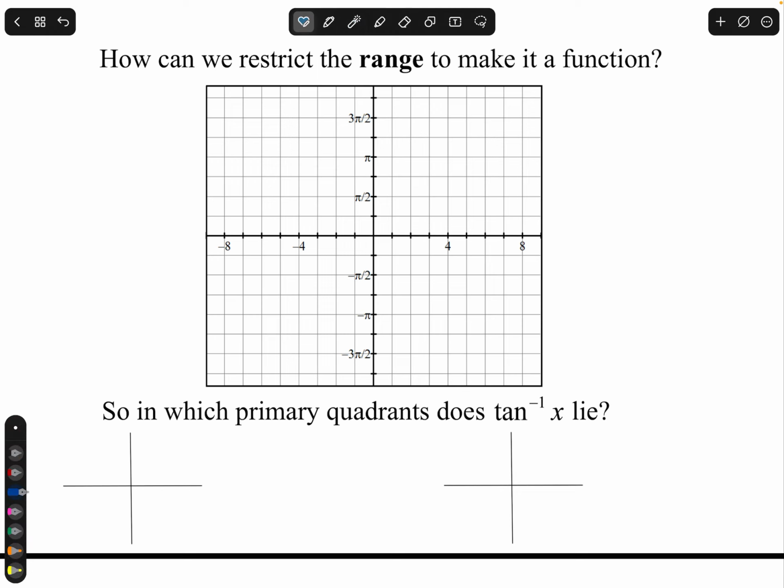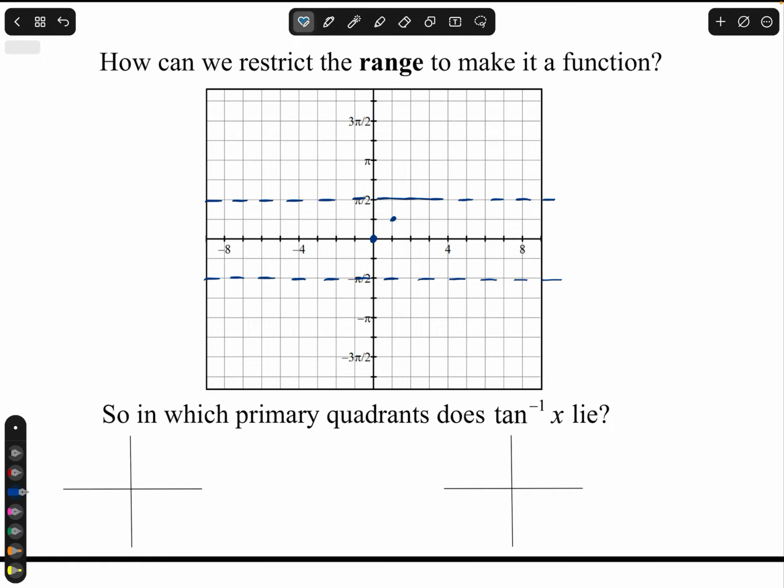So we have that horizontal asymptote right here at negative pi over 2. I'm sorry, I didn't mean vertical asymptote. And let's take it now, we had a point at (0, 0), a point at (1, pi over 4), and then we have one at (negative 1, negative pi over 4). And so the function ran right along here.